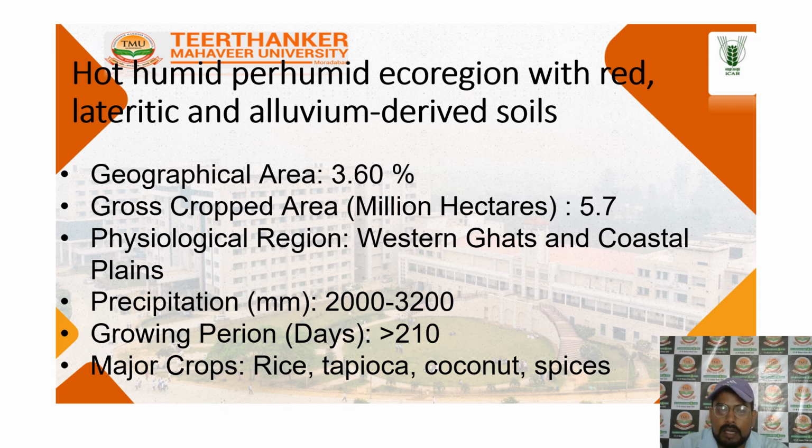Next is the hot humid perhumid ecological region with red and lateritic alluvium-derived soil. The growing area share is 3.6%, and the geographical region is basically the Western Ghats and coastal plains, like the southern region, and the precipitation is 2000 to 3200 millimeters, and the growing period availability is more than 210 days. And major crops are rice, cocoa, and spices, which basically grow here.